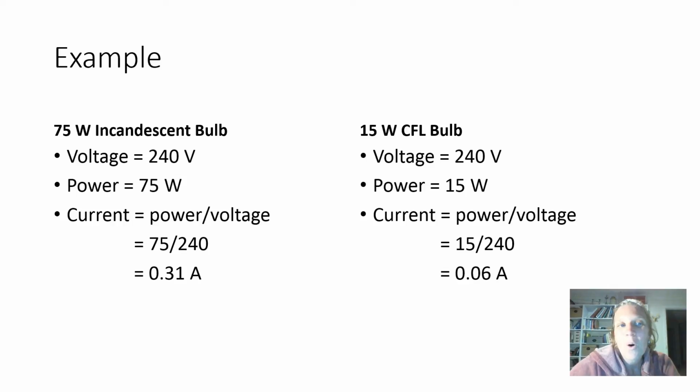Therefore, because the compact fluorescent bulb can produce a similar intensity of light with a much smaller current, we use less electricity to drive the bulb, and therefore it's more efficient.